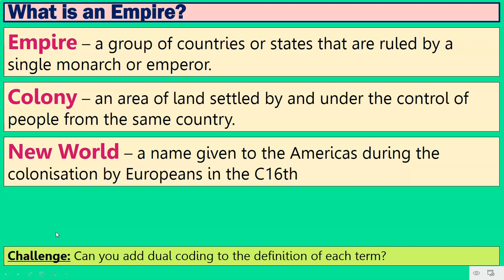And then finally, one that is useful for you to know is the New World. This was a name that was given to the Americas, and I mean the Americas in terms of North and South America, during the colonisation by Europeans in the 16th century, so the 1500s. So pause here, write down those definitions, and if you'd like to, you can add some dual coding or some pictures to the definition of each term to show your understanding.